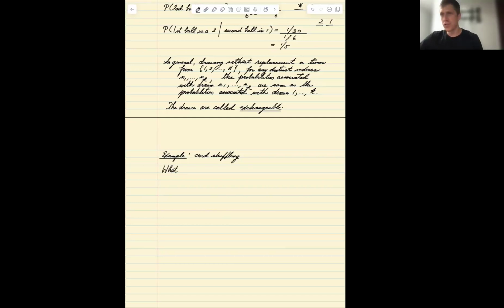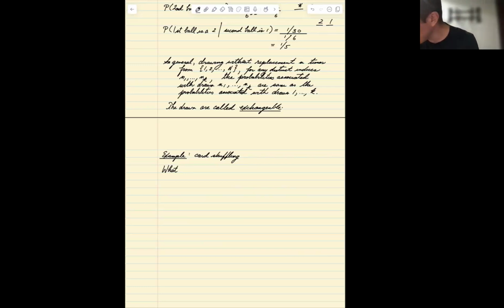So in a deck of cards, there's 13 ranks, 4 suits, 52 cards. The ranks go ace, 2, 3, 4, 5, 6, 7, 8, 9, 10, and then the face cards, jack, queen, and king. The suits are spades, hearts, diamonds, clubs. So there are 4 aces.